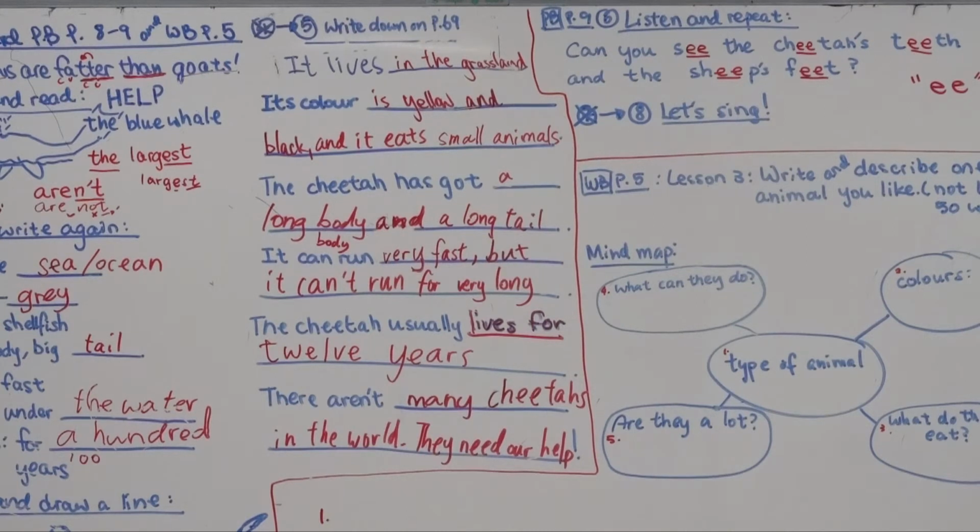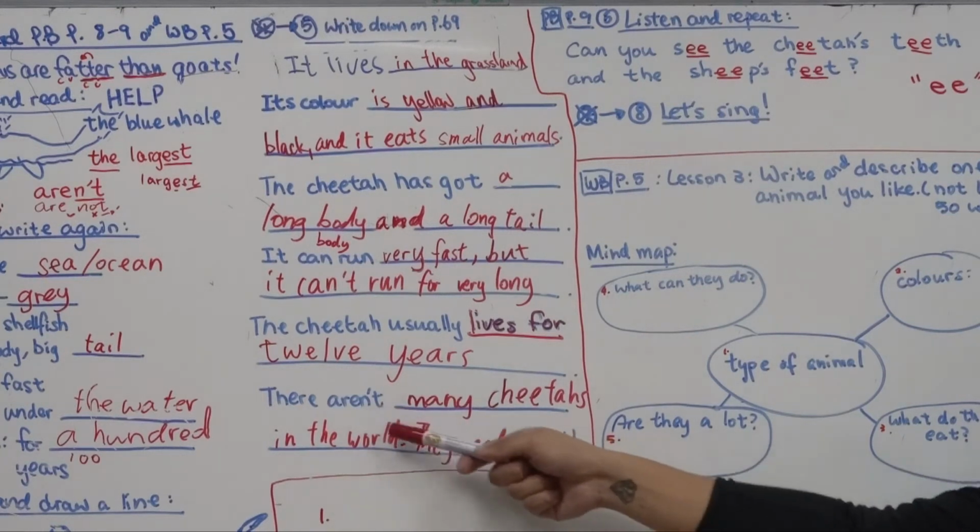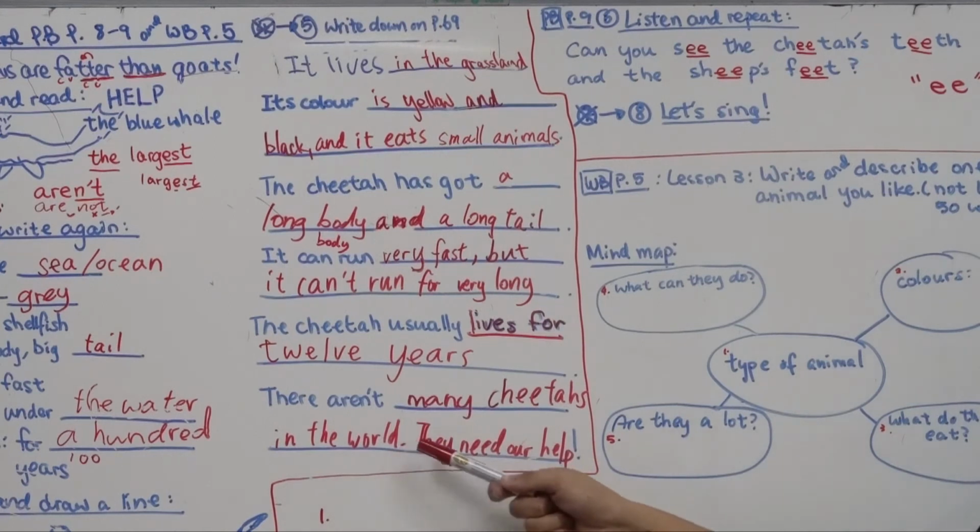Okay, alright. So I'll leave you to do that. 30 more seconds. We've done 3 minutes already. Extra time. Come on. Make sure this is 2 sentences: there aren't many cheetahs in the world, full stop, capital T, they need our help. Make sure they're 2 different sentences. Quickly do it, please. What are you having trouble with?